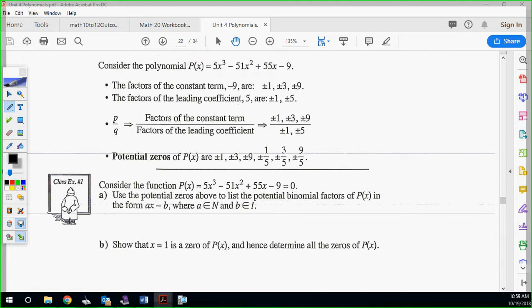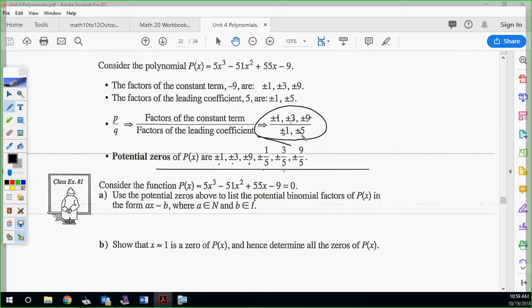The factors of the leading coefficient are plus or minus 1 and plus or minus 5. So our possible zeros are these, and then we can simplify those. Right, so what's 1 over 1? 1. What's 3 over 1? 3. 9 over 1? 9. 1 over 5? 1/5. 3 over 5? 9 over 5? So we had 6 options, right? Technically 12 options, but 6 plus or minus options once we simplified.